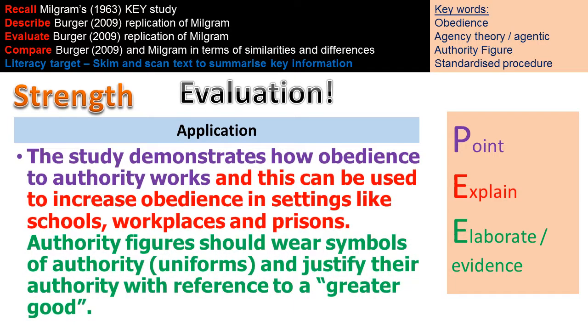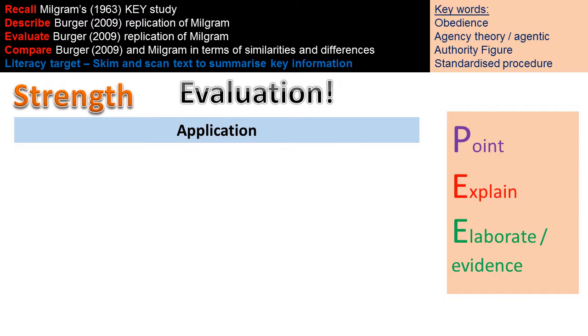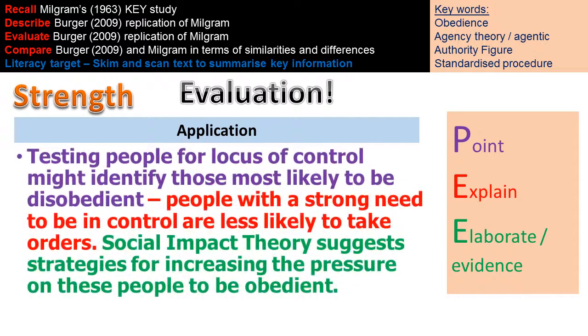Now, this study demonstrates how obedience to authority works, and this can be really useful to us if we start looking at settings like schools and workplaces and prisons. We can take some of the conclusions of this study, such as authority figures, in order to assert that authority needs to be wearing a uniform, or they need to be able to justify their authority with a reference to a greater good. Now, what Berger tries to do is he replicates Milgram's study, but he also tries to correct some of the errors or the things that he thinks Milgram's missed.